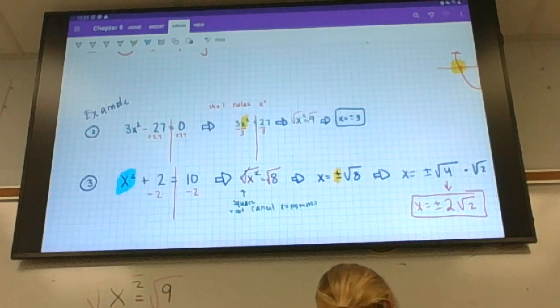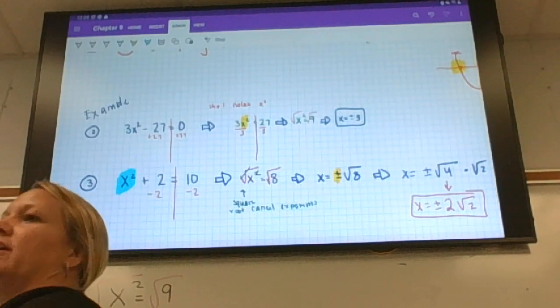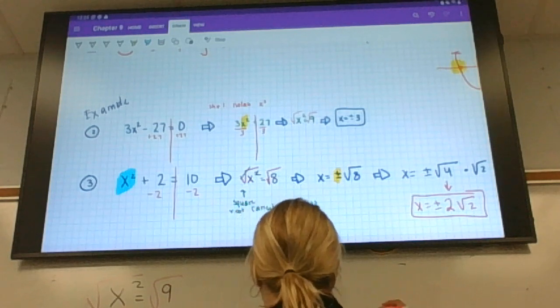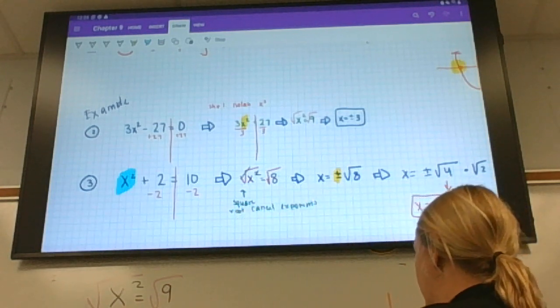Do your work. You have 2 times the square root of 2. Square root 2 and get the decimal. Now multiply it by 2. Oh, you already did. Okay. So now we're looking at a parabola.